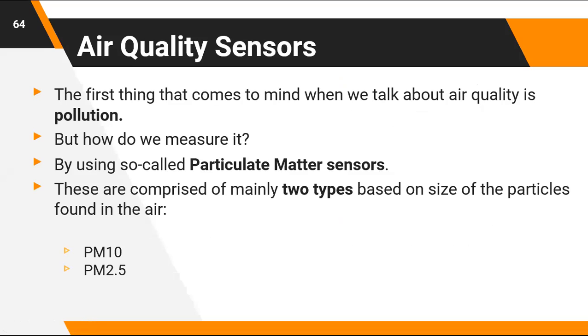Next is the air quality sensor. If you talk about air quality, the first thing we should remember is that we will be talking about pollution. How to measure this kind of pollution: we can use a special kind of sensor called particulate matter sensors. This is of two types: the PM10 series and the PM2.5 series. These two sensors play a major role in identifying the pollution inside the air.